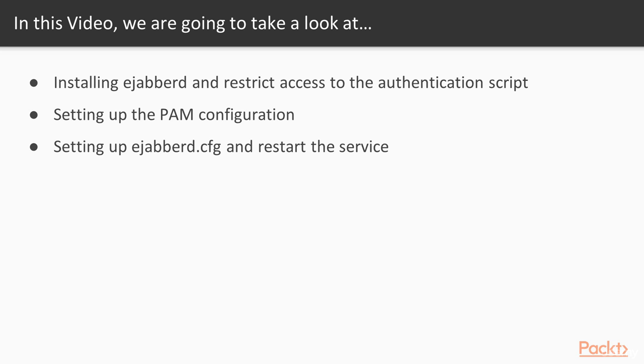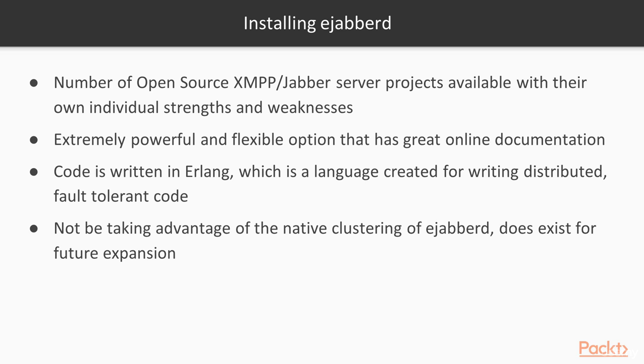In this video, we will install ejabberd and restrict access to the authentication script, and finally set up the ejabberd.cfg and restart the service. Currently, there are a number of open source XMPP Jabber server projects available with their own individual strengths and weaknesses. For this video, we're going to look at ejabberd, which is an extremely powerful and flexible option that has great online documentation.